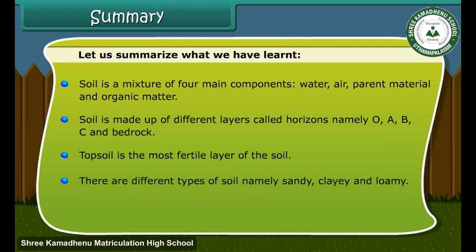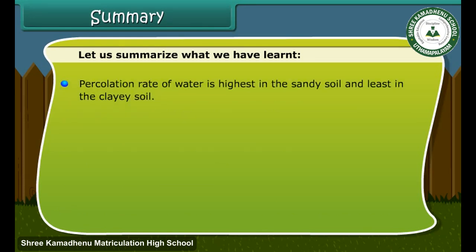There are different types of soil, namely sandy, clay, and loamy. Soil erosion is a process of removal of the top layer of the soil. Percolation rate of water is highest in the sandy soil and least in the clay soil.